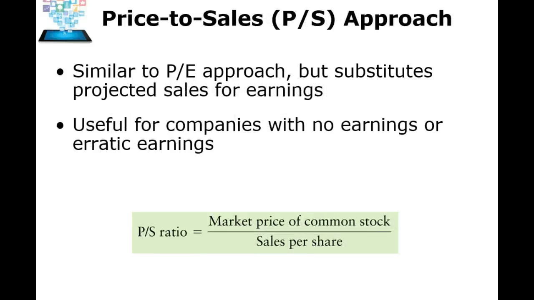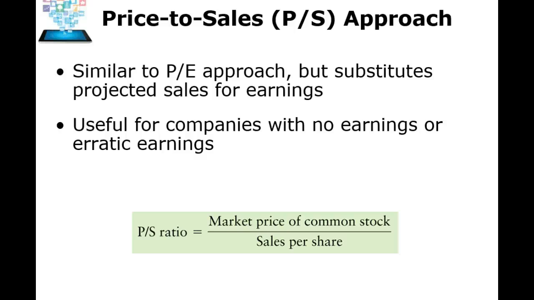Now, if the company has no profits, you can also work with sales. So the common stock price divided by the sales per share to get a multiple of this price to sales approach or percentage. What we're looking for is whether the company has a consistent stock price based on a multiple of its sales per share, and it doesn't yet have any profits.